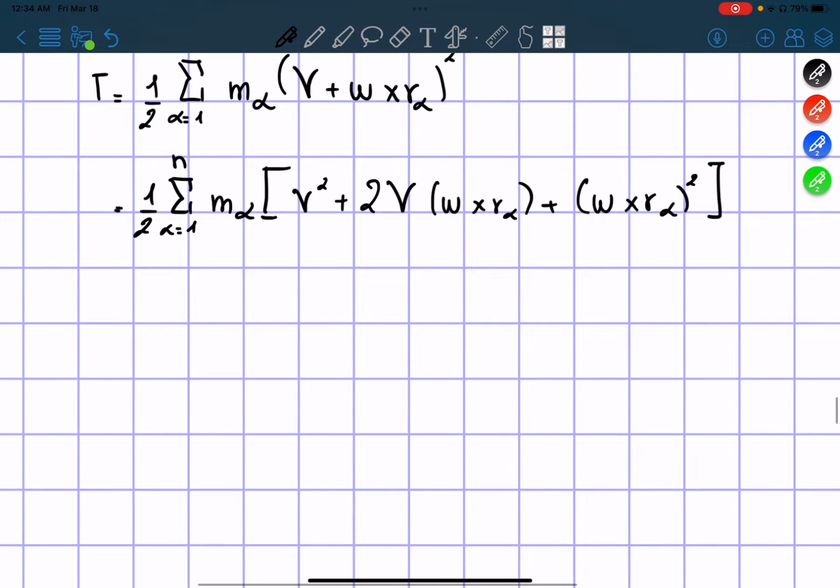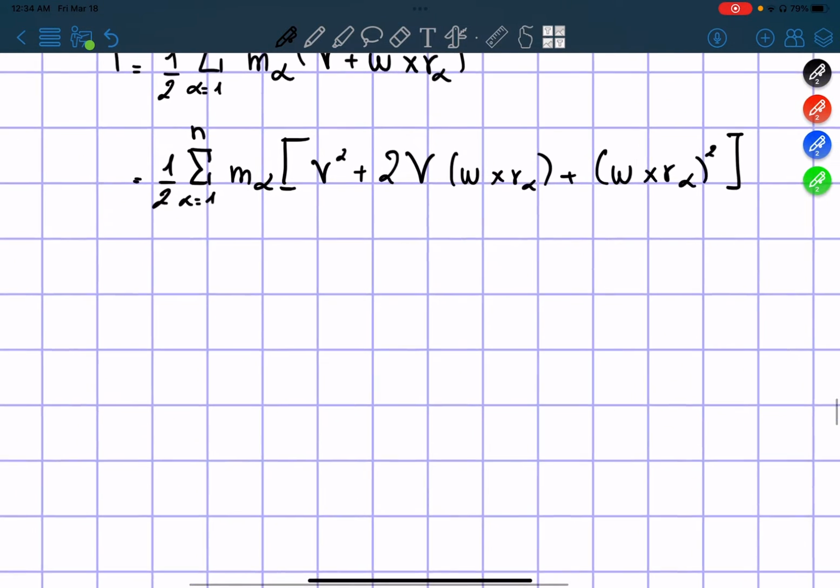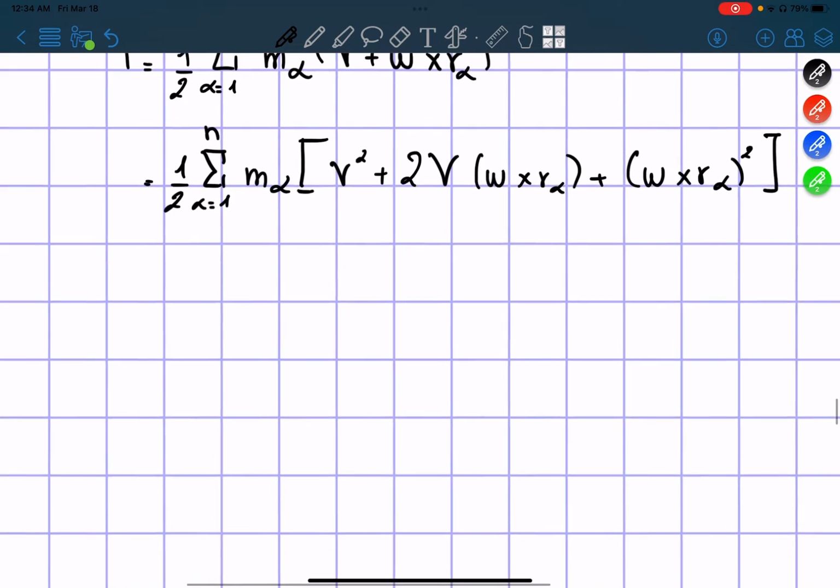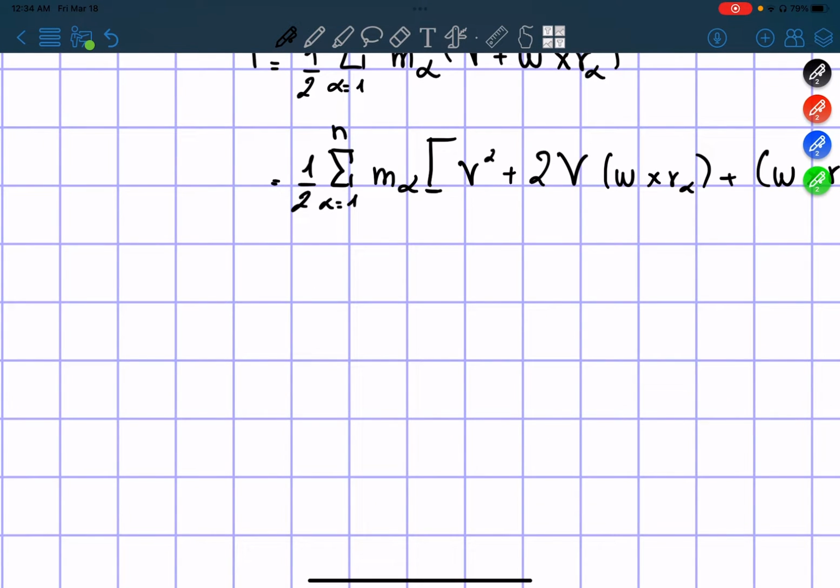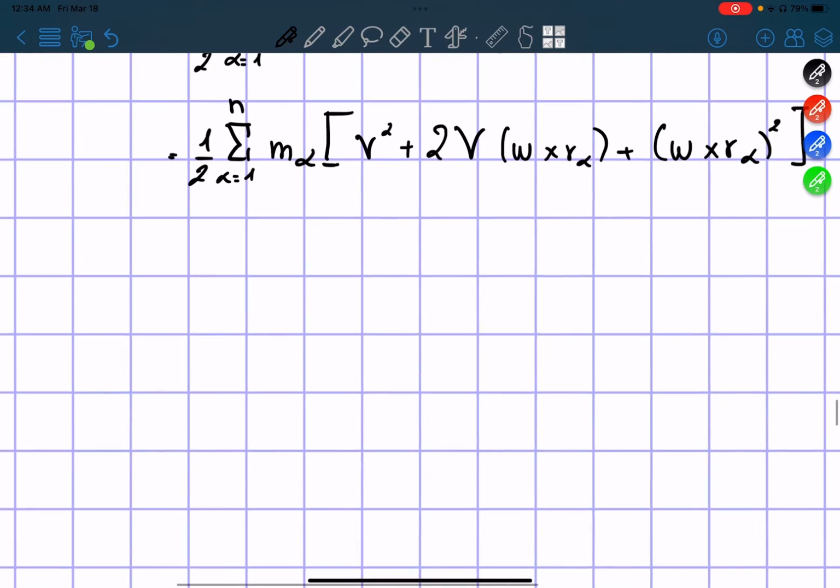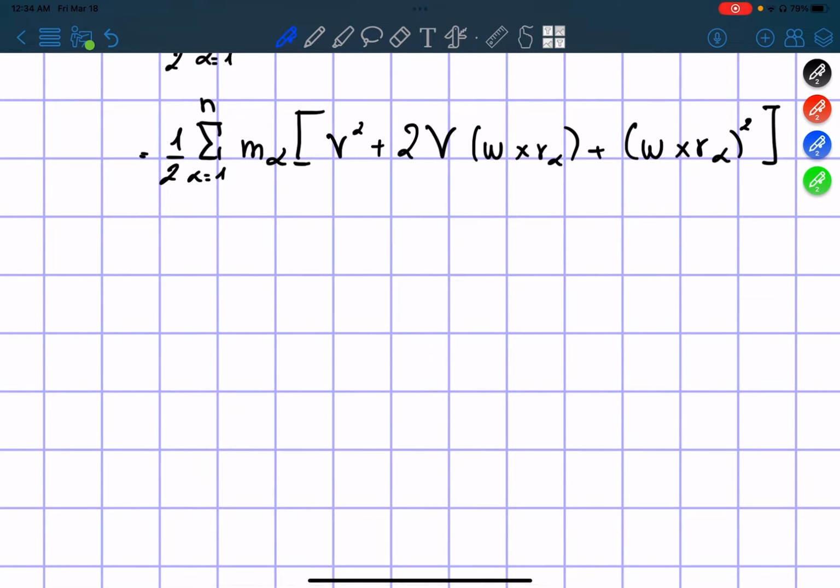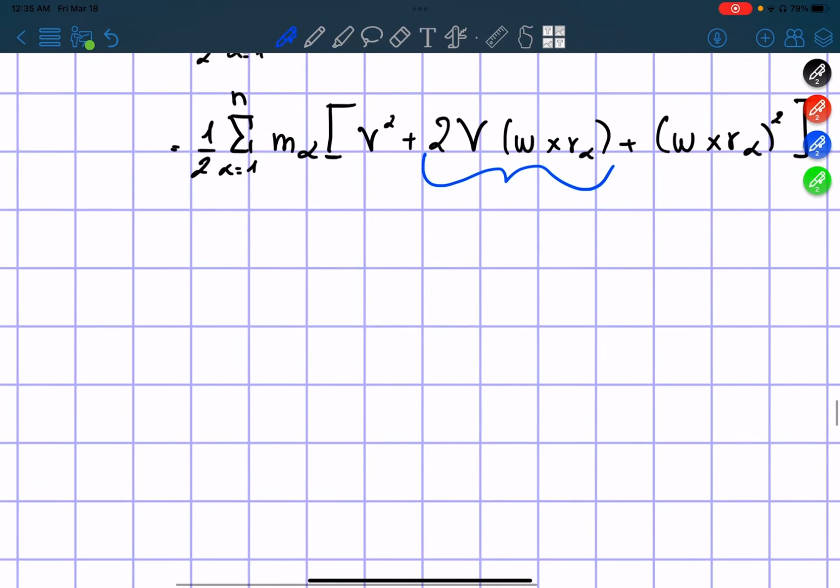Yes, sorry. So now we can take one of these results out. Let me take this result right here out. So this result is equal to 1/2 times the sum over alpha of 2b, then w cross r alpha.